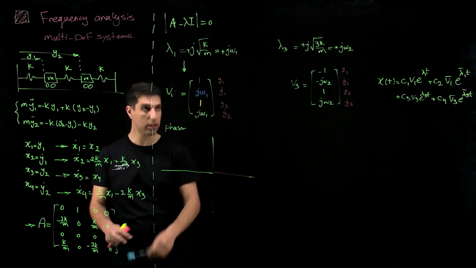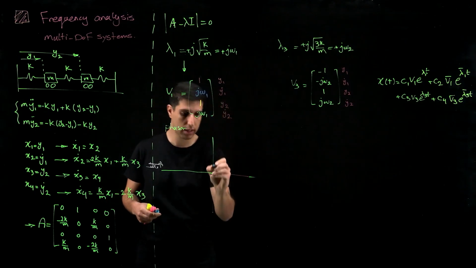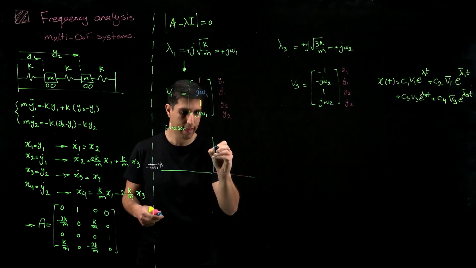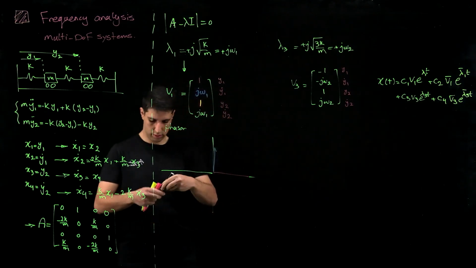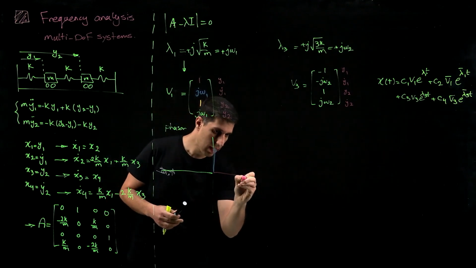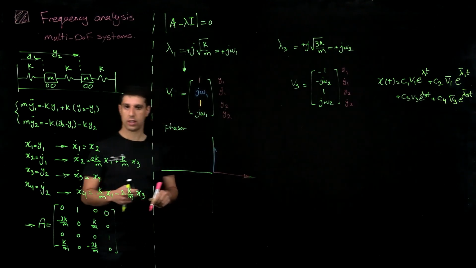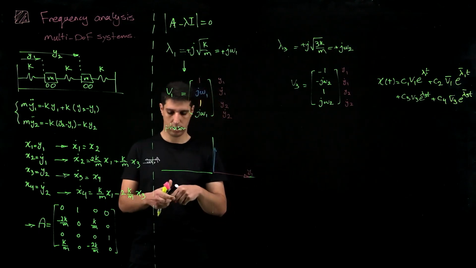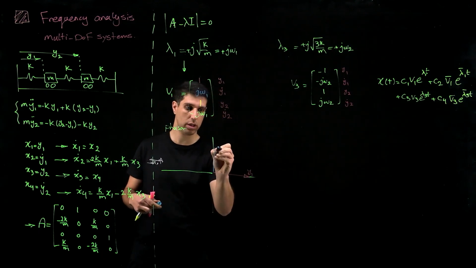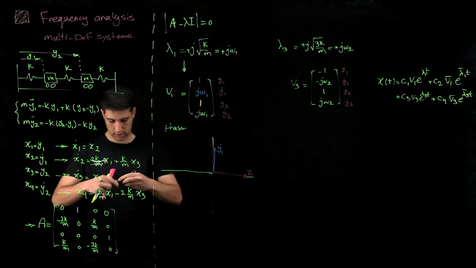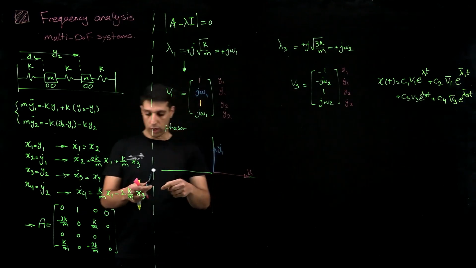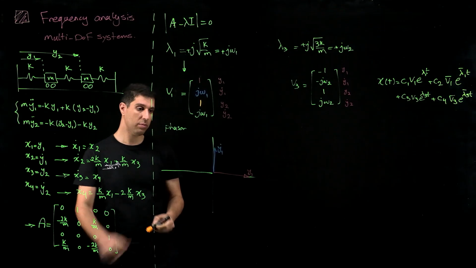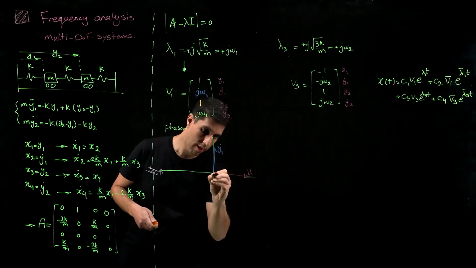The second one is blue. I'll add arrows to make it nicer. That's y1. This one is y dot 1. y2 is in the same direction as y1.